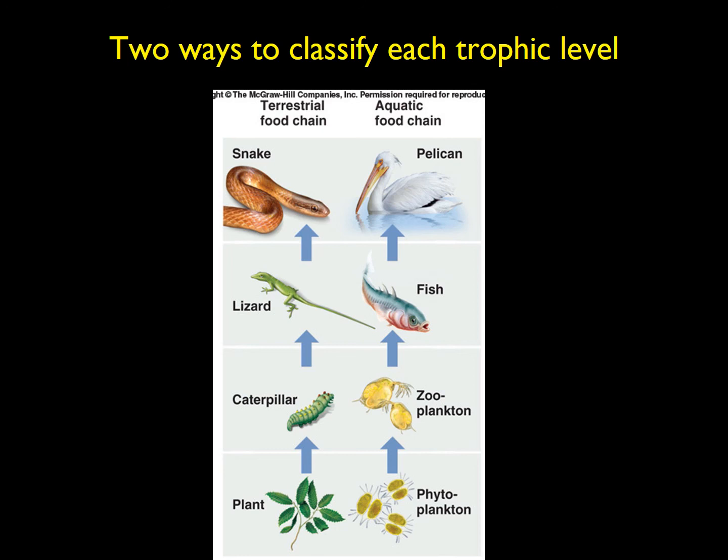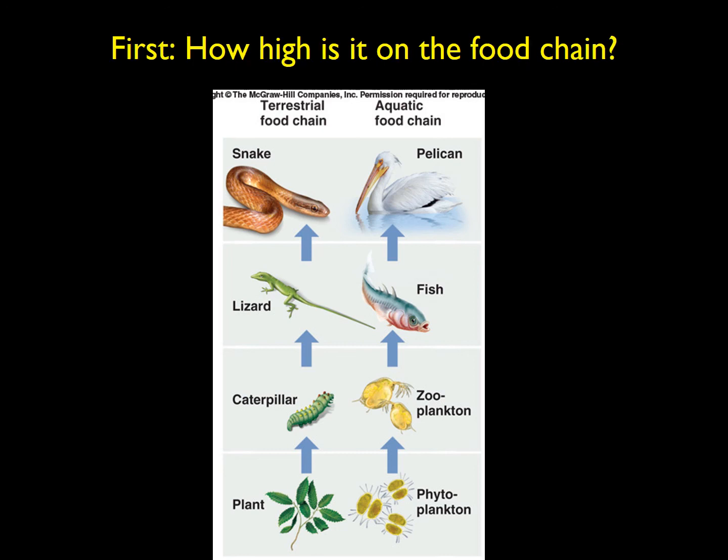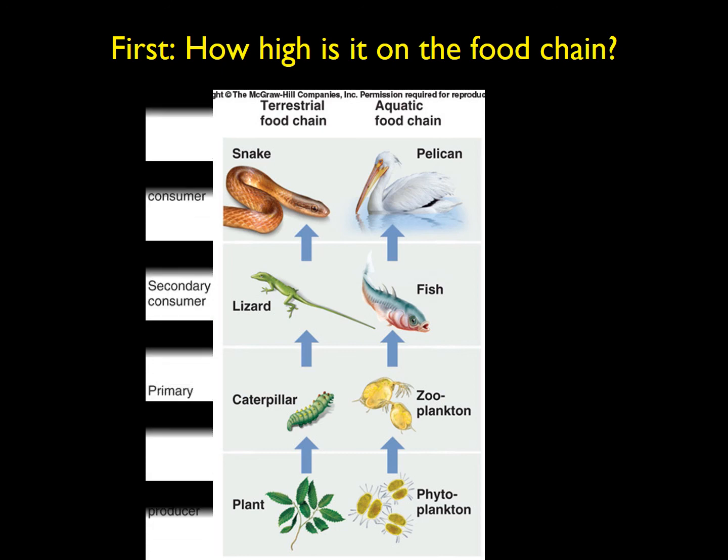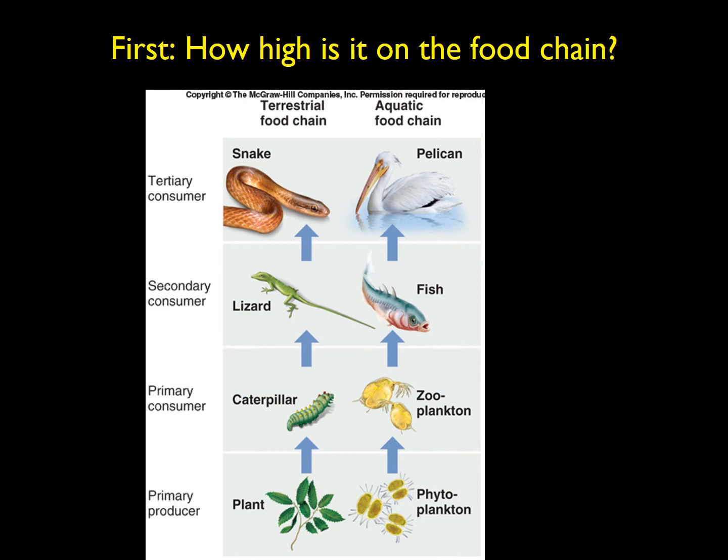Now, each level in this food chain, each link in this food chain, is what's called a trophic level. And so trophic just refers to food. So here we'd say we have 4 trophic levels, and we can classify those trophic levels different ways. The first is, how high is it on that food chain? So we can talk about our producers, our primary producers. They're making the food themselves. They're eaten by our primary consumers, who are then eaten by secondary consumers, tertiary consumers, on up.